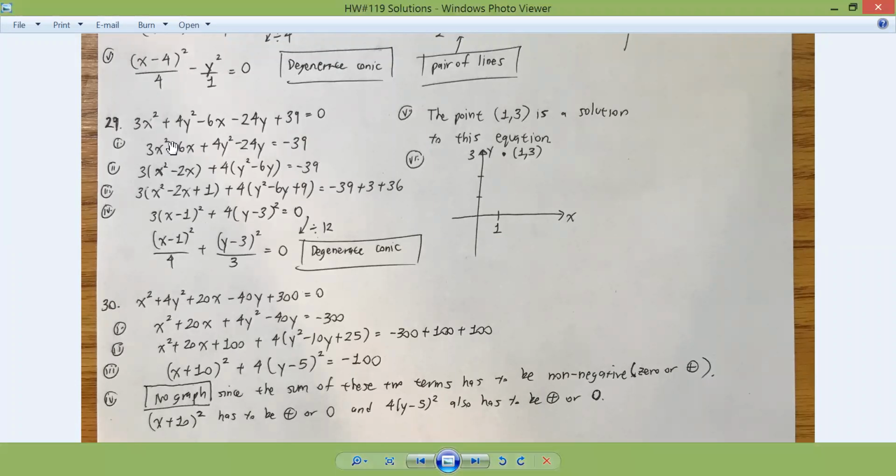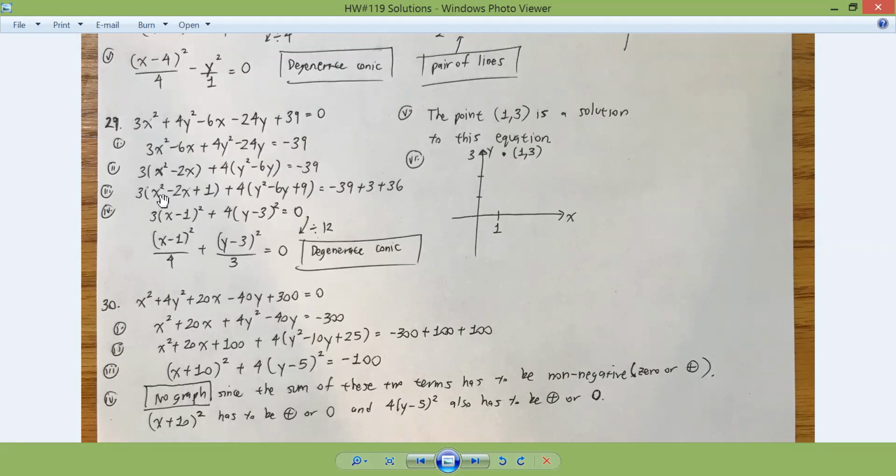So you want to manipulate the equation so it's in a form easy to factor and complete the square of. So you can move the negative 6x to the left side and the plus 4y squared to the right side. And then you factor 3x squared minus 3x, taking the 3 out, and you can factor 4y squared minus 24y, taking the 4 out. So you can complete the square.